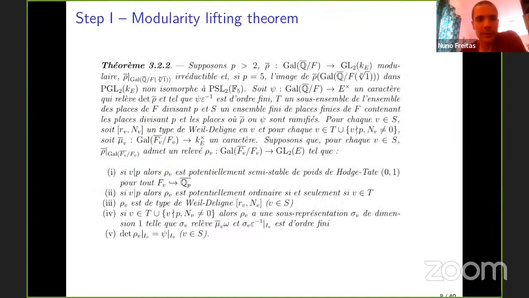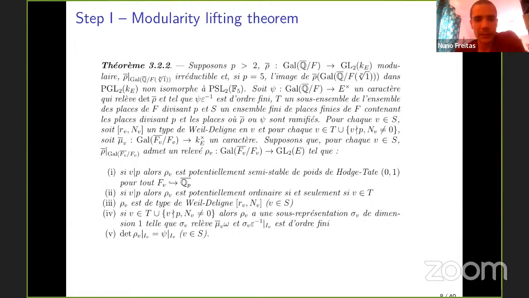Okay, so let's go back to step 1 now. So what's a modularity lifting theorem? Well, modularity lifting theorems are often very technical and not easy to read at all. For example, here I'm showing you one theorem due to Breuil and Diamond that is very useful in improving modularity of elliptic curves over totally real fields.